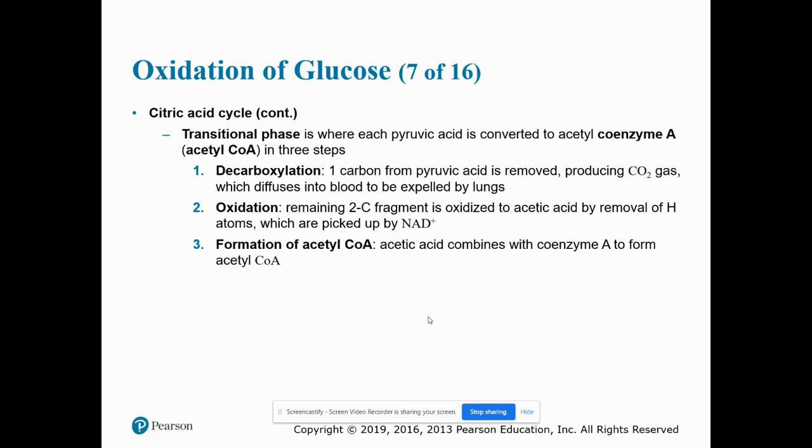The next step is oxidation, the remaining 2 carbon fragments. So remember, pyruvic acid's 3 carbons, we take out 1, so now we have 2. It's going to be oxidized to acetic acid by the removal of hydrogen atoms, which are going to be picked up by NAD+. And then finally, we have the formation of acetyl-CoA. Acetic acid then combines with CoA to form acetyl-CoA.